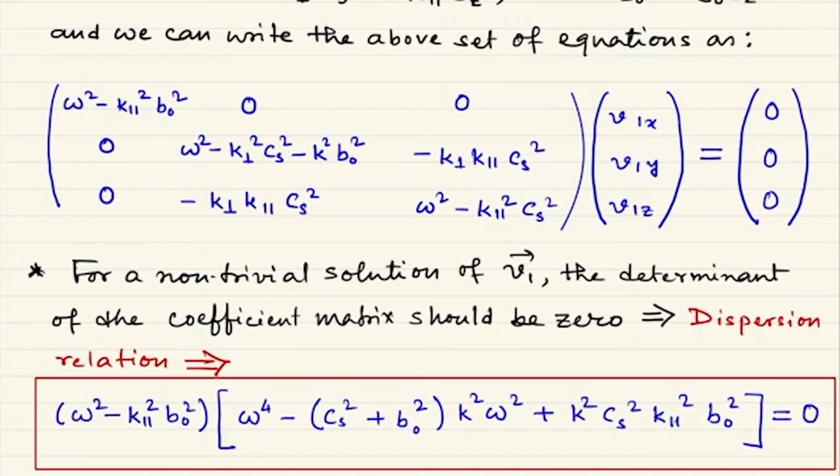Okay, and then the dispersion relation finally is free of V1, B1 and P1, and will simply carry a relation between omega, K and other constants of the system. So what is that relation? Omega square minus K parallel square B0 square, times, within the bracket, omega to the 4 minus (CS square plus B0 square) times K square omega square plus K square CS square K parallel square B0 square, and that is equal to 0.